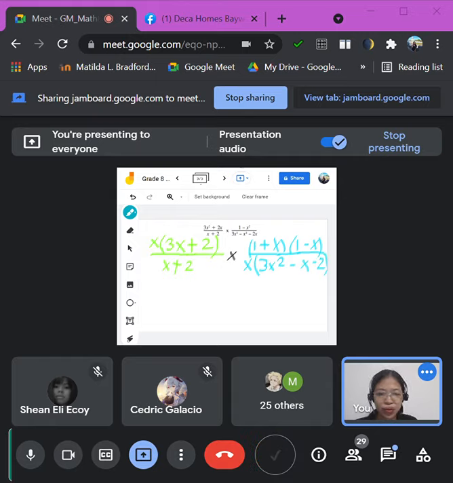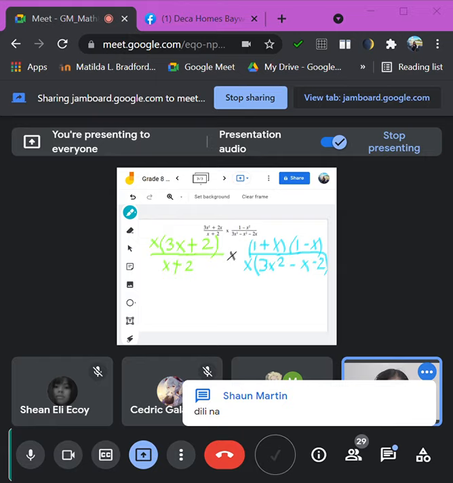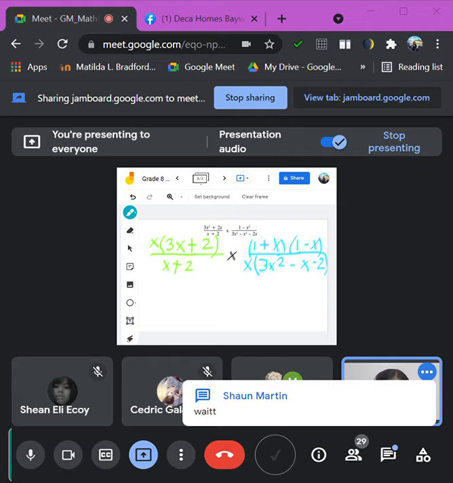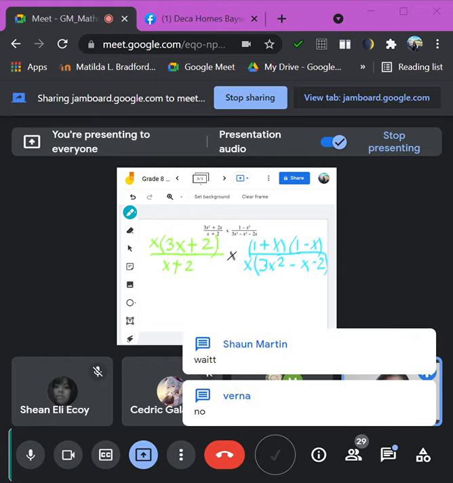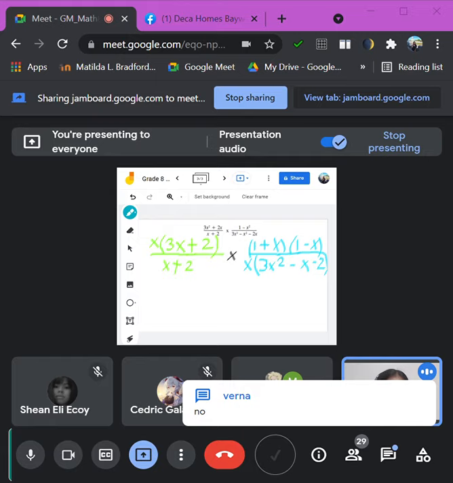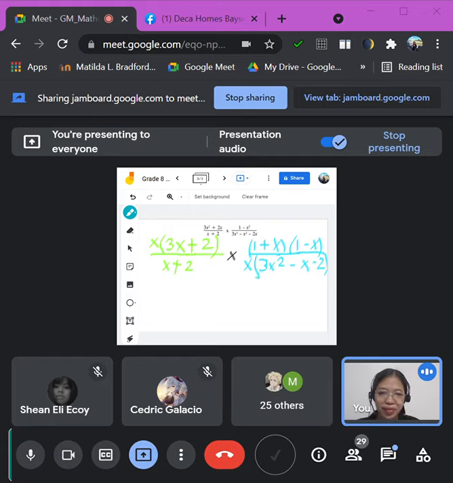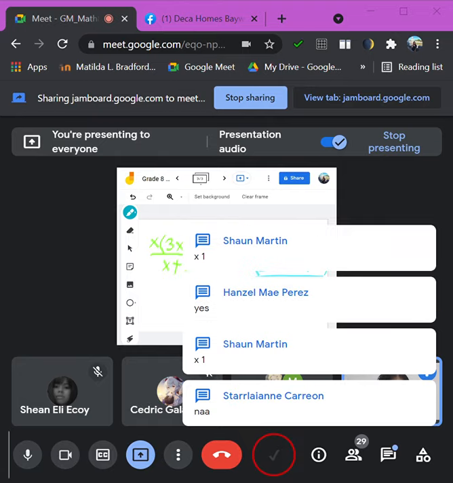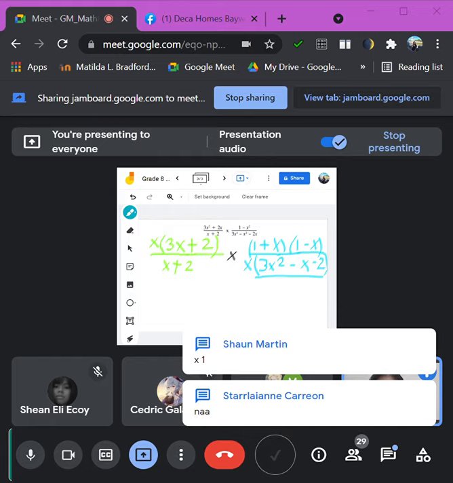So, pwede ba ma-factor, class? Tanawon daw nato. Dili na. Okay. Actually, class, kanang last part nato, pwede pa siyang ma-factor. Kani siya, kaning 3x squared minus x minus 2. Okay? Pwede pa siyang ma-factor.